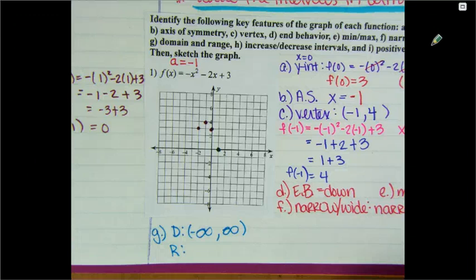All right, remember, your range is the only one that deals with y's. Do you hear me? Your range is the only one that deals with y's. Now, what we're going to do is put letter H. We're going to put increase and decrease. And then over here, we're going to go letter I, and I'm going to say positive and negative. And I'm trying to make it fit as best as possible.